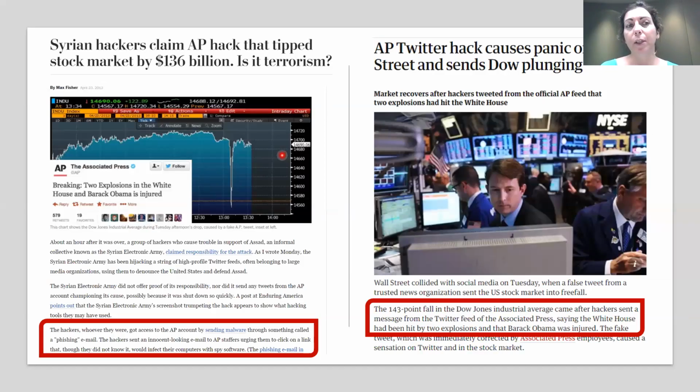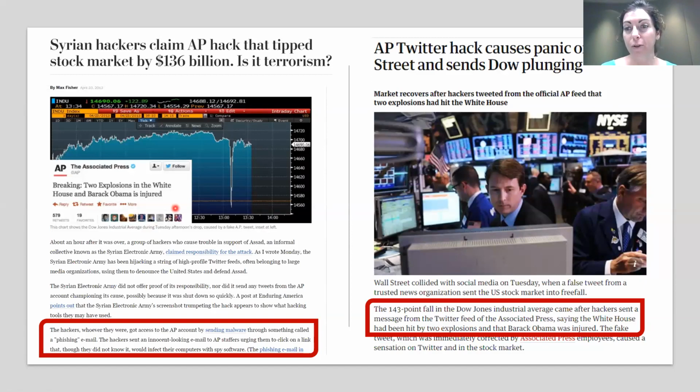So here's one really good example. I love this case study for all the wrong reasons. Apparently Syrian hackers, allegedly I should say, essentially sent malware through a phishing email. I love how they said the hackers, whoever they were, got access to the AP account, so Associated Press, a large news organization, by sending malware through something called a phishing email. The hackers sent innocent-looking emails to their staffers, urging them to click on a link, and essentially it was a phishing email.